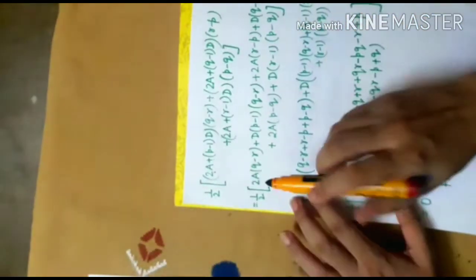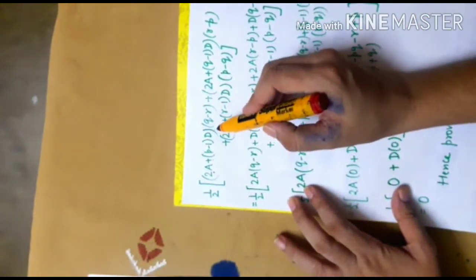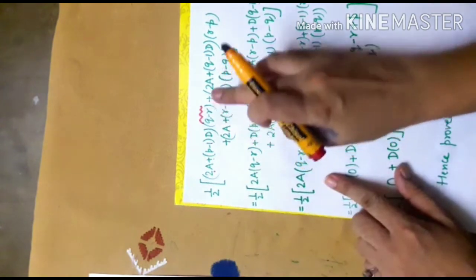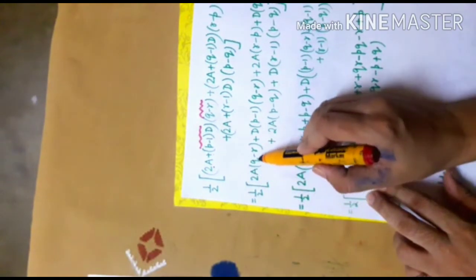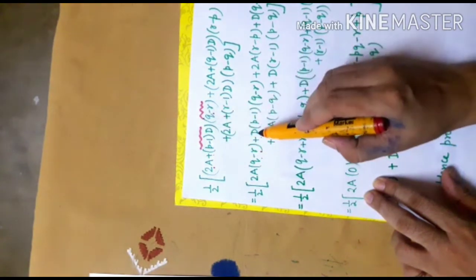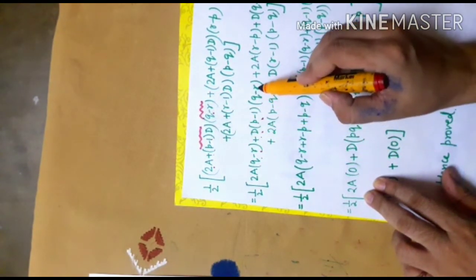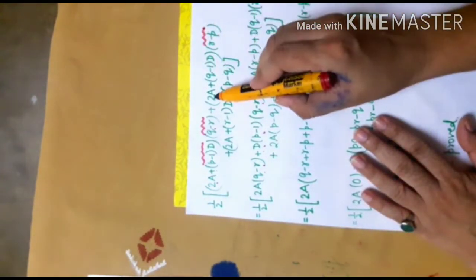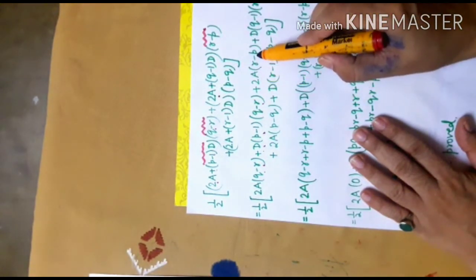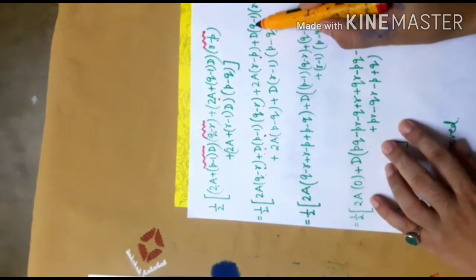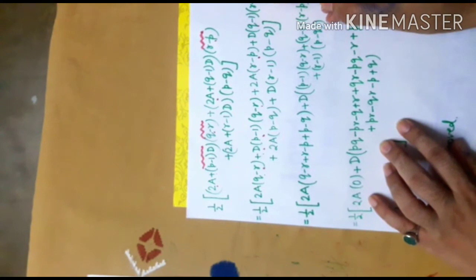Now, here I open the bracket. So I multiply Q minus R with 2A. Then I multiply Q minus R with this. So I'll get 2A into (Q minus R) plus, when I multiply Q minus R with this, I'll get D into (P minus 1) into (Q minus R). Similarly, I multiply R minus P with 2A. I'll get 2A into (R minus P). Then I multiply this with this. So I'll get D into (Q minus 1) into (R minus P).